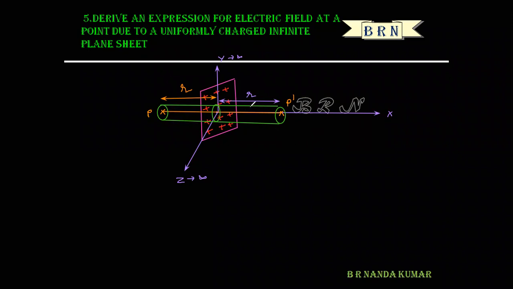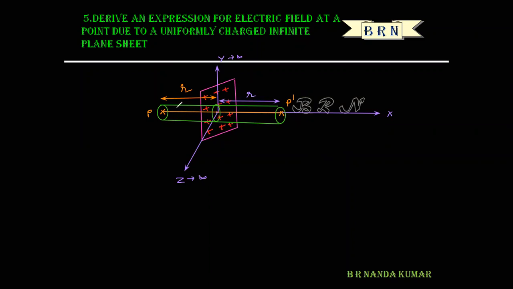So first here we have to consider a sheet. Suppose the electrons are removed from the sheet, so what happens? The sheet gets positively charged. So we have to find out what amount of electric field is produced by the uniformly charged infinite plane sheet. Here we choose two observation points, P and P dash. P and P dash are equidistant from the sheet. The distance from the sheet to P and from the sheet to P dash are both the same, that is R.